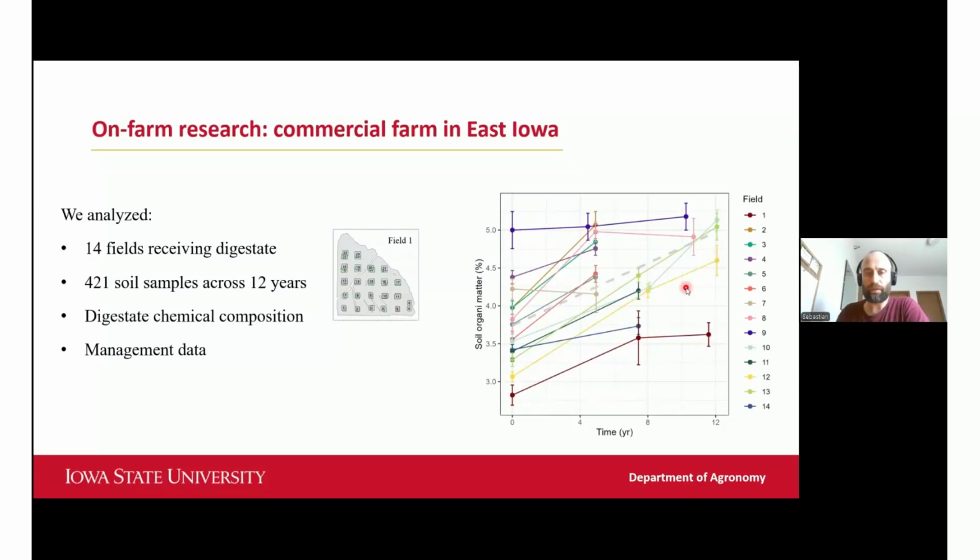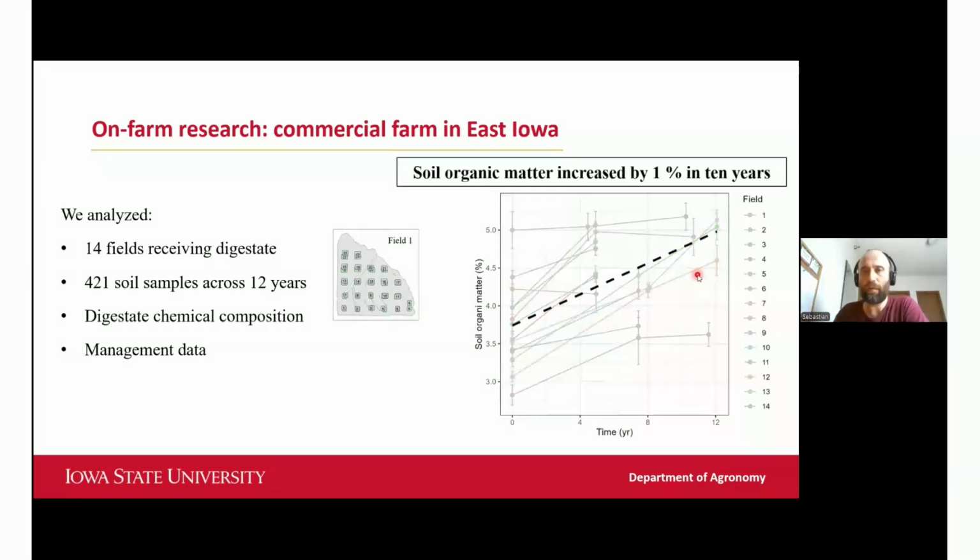And the results. If we look at the soil organic matter in this graph, here we have the soil organic matter as a function of time, and each of these lines is one field. We have these 14 fields. And when we fit a model to see the average change in the soil organic matter, we observe that soil organic matter increased by 1% in 10 years.